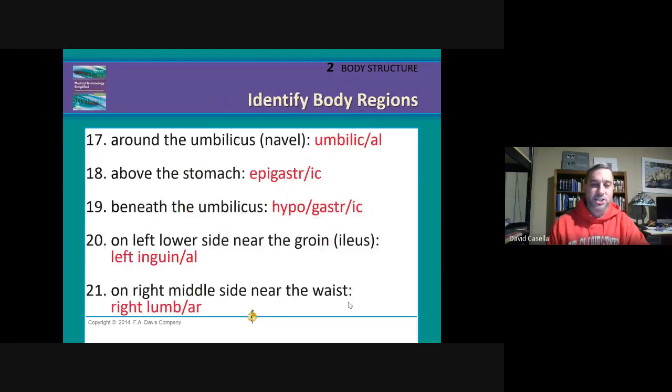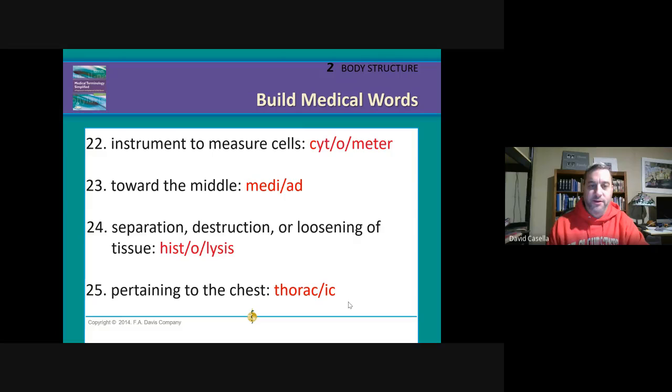Gastro is stomach, thoracic is chest. As we look through some of the body regions, you can read these and have a better feeling for what they are. Here we have around the umbilicus or the navel. So we have umbilic and then AL. The AL means pertaining to or around. So around the umbilicus. The suffix IC means pertaining to or above. So that's above the stomach. As you can see how all these work as you start plugging the words together.